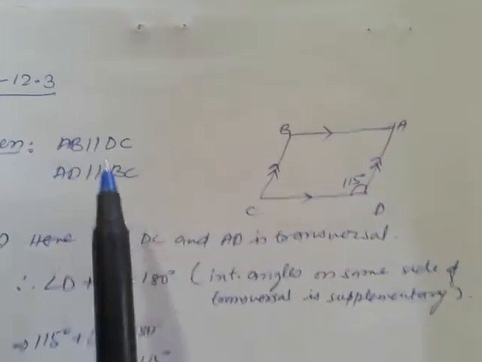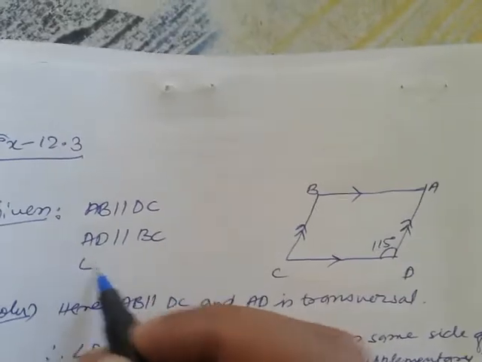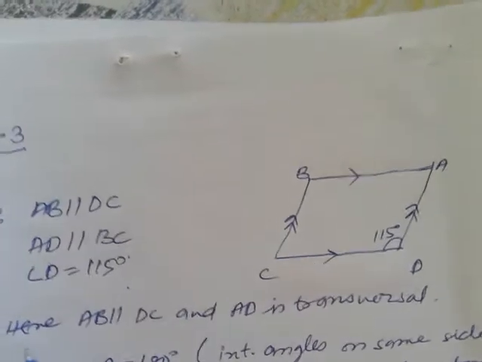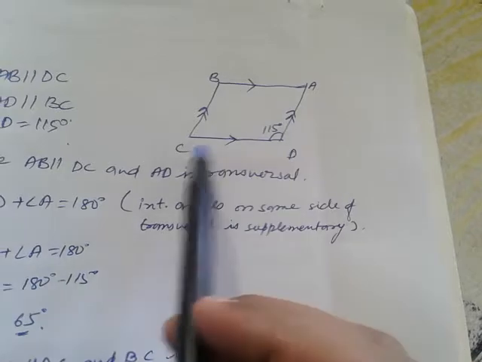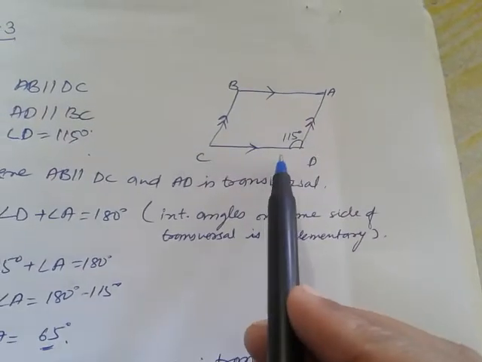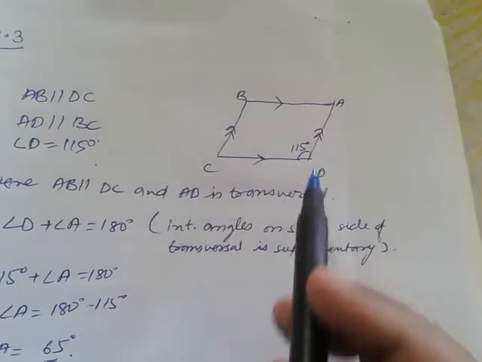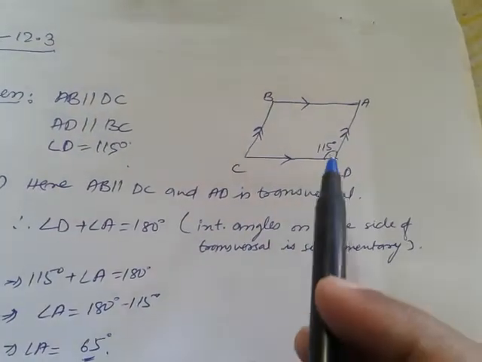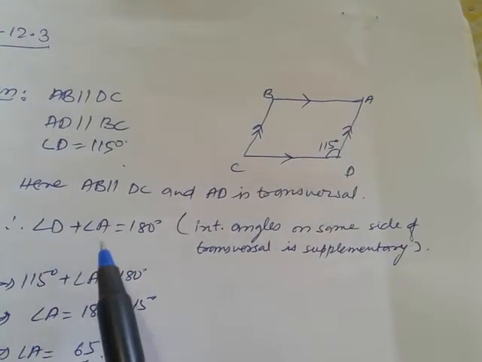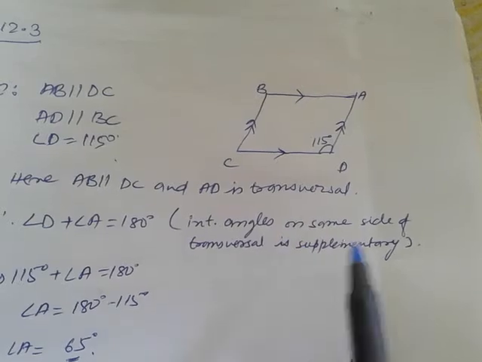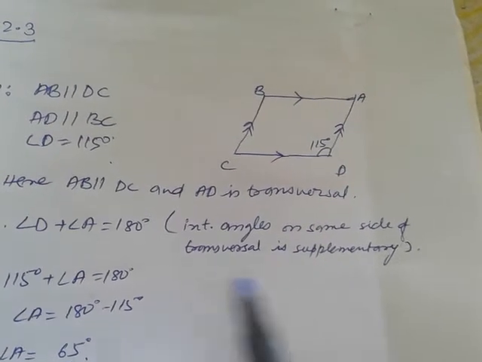What is given to us I have written, and one more thing is given, angle D equals 115. Here I consider AB parallel to DC, so I give the symbol for parallel, and AD is the transversal. So the sum of angles A and D is 180. Why? Because interior angles on the same side of the transversal are supplementary. When you solve, you get A equals 65.